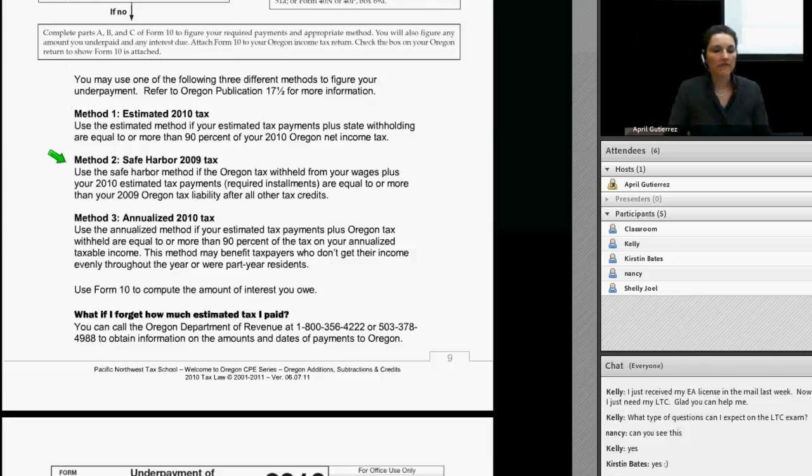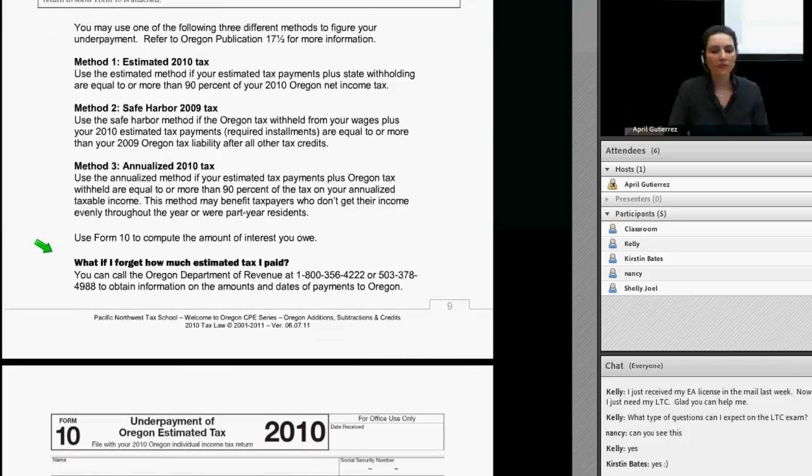Method number 2, use the safe harbor method if the Oregon tax withheld from your wages plus your 2010 estimated tax payments, that is your required installments, are equal to or more than your 2009 Oregon tax liability after all other tax credits. And under method number 3, you use the annualized method. Use the annualized method if your estimated tax payments plus your Oregon tax withheld are equal to more than 90% of the tax on your annualized taxable income. This method may benefit taxpayers who don't get their income evenly throughout the year or who were part-year residents. Use Form 10 to compute the amount of interest that you owe.